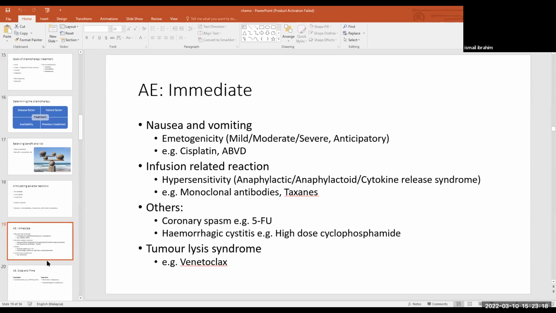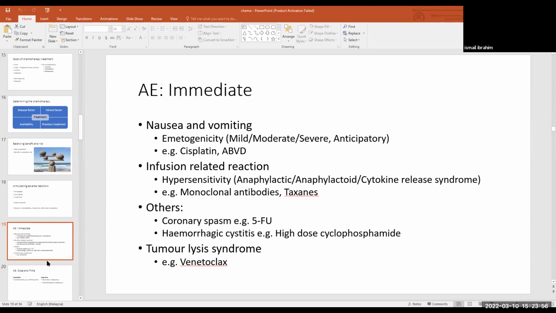Infusion related reaction, the one that I mentioned early on, is a type of hypersensitivity. It could be a severe anaphylactic reaction, or a feature of it called anaphylactoid reaction, but more commonly with this infusion related reaction, they will get a cytokine release syndrome that you need to know how to deal with by using corticosteroid and antihistamine, and the way that we deal with it normally is to reduce the rate of the infusion.